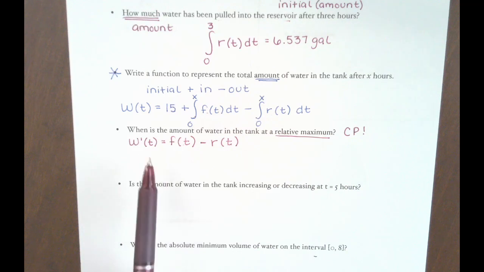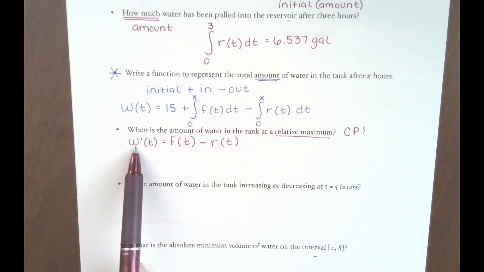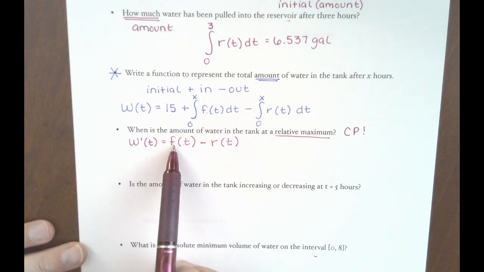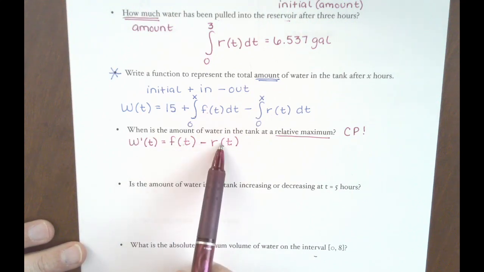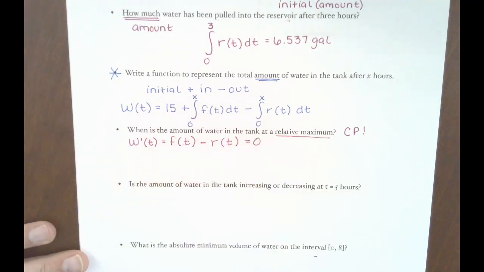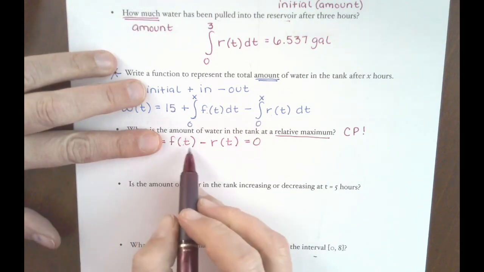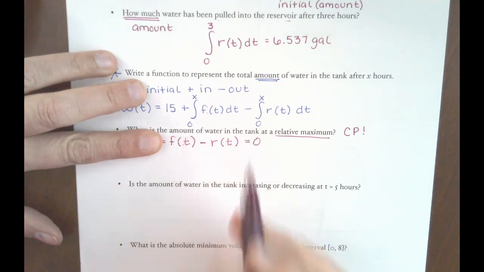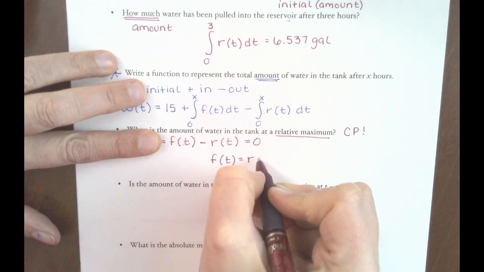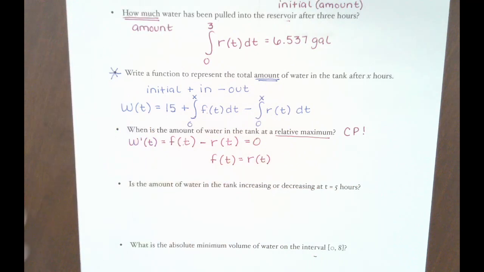But this should make sense to you, because what this w prime of t is telling me is how fast is the water changing. Okay, what is the rate of change of the overall amount? And to figure that out, I'm going to figure out how fast is it entering, and I'm going to subtract how fast is it leaving. Okay, so this equation is all about rates. And if I want a critical point, I want to know, when does this thing equal 0? Well, the easiest way to find when this thing is going to equal 0 is to solve this equation, and I think I'm going to add the r of t to the other side. So I'm going to say, when does f of t equal r of t? Those are my critical points.